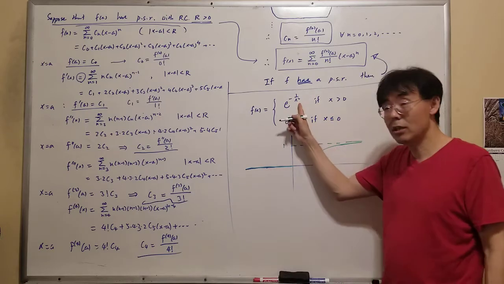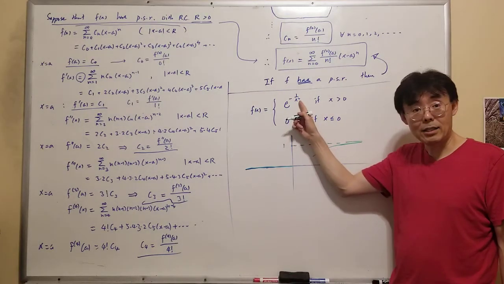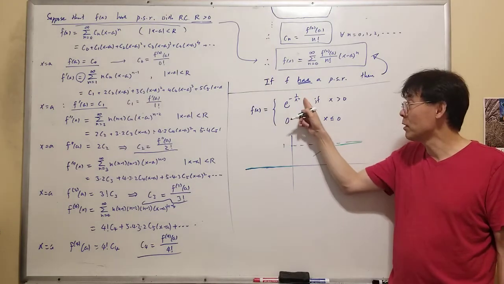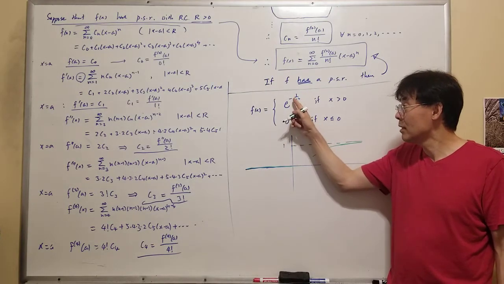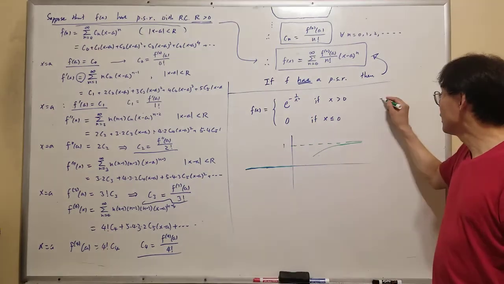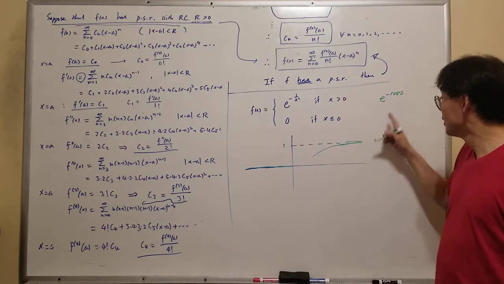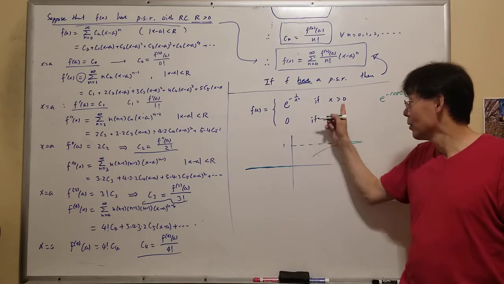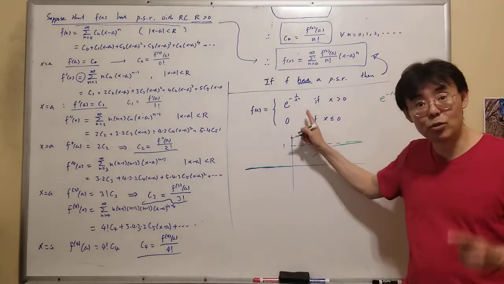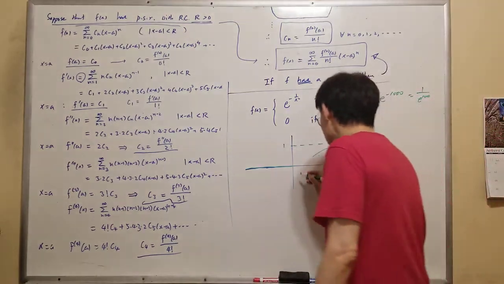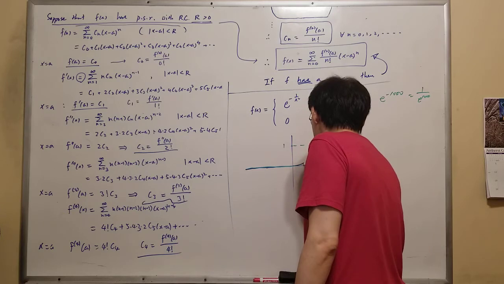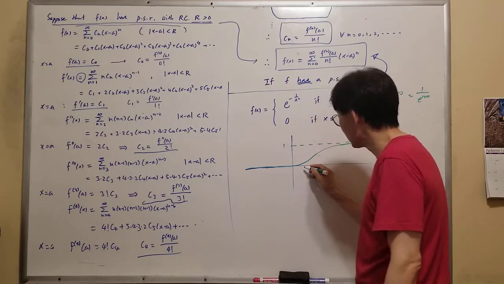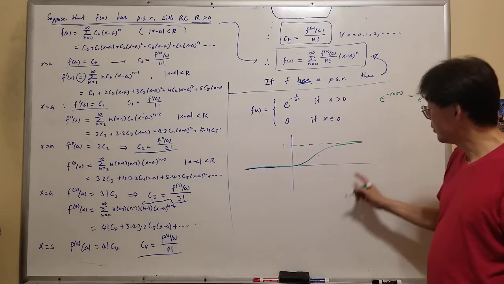Then when x is really close to 0, with a small number in the denominator, 1 over a very small number squared will be a very large number. e to the negative very large number, like e to the negative 1000, would be a really small number, right? So as x approaches 0, this one approaches 0 really, really fast. Okay? So that would be the shape.